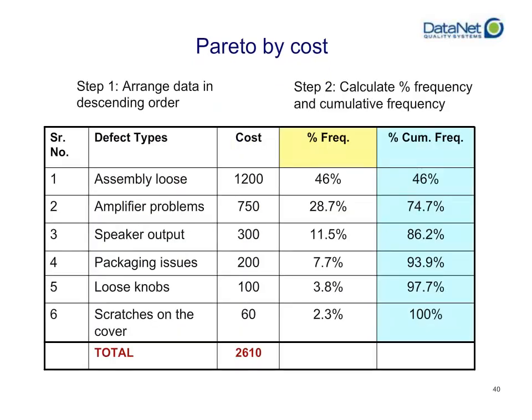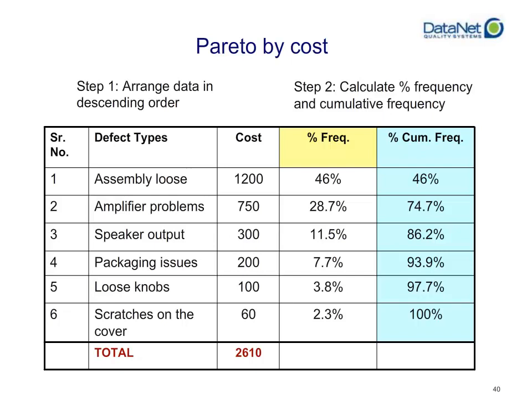Now you're going to go ahead and arrange the defect types in descending order by cost. So you only take into account the cost in this case. So the first one's going to be the assembly loose, then the amplifier problems, then speaker output, then packaging issues, then loose knobs, and finally scratches on the cover. Now you also want to calculate your total cost for all defects recorded. In this case, that would be $2,610.